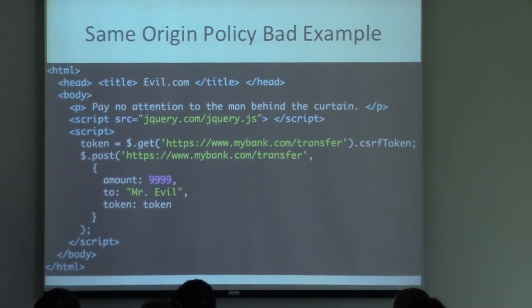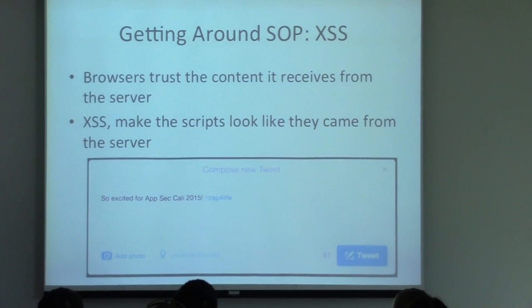But since we have same origin policy, hackers have still been trying to get around this. And one of the ways that they've been successfully getting around it for a while is cross-site scripting, which is XSS. The idea behind XSS is browsers trust pretty much everything they receive from the server, like they should. When you go to Facebook.com, you expect to get Facebook.com and execute scripts from Facebook.com, which is good. And so XSS makes the scripts look like they came from the server, and so the browser executes those scripts like it should. Another example that doesn't work, thank God, is you can imagine yourself on Twitter typing a status like, so excited for AppSec Cali, CSP for life. And when you post this, right underneath you'll have your little tweet box and you'll be able to see it got posted and rendered within the HTML.